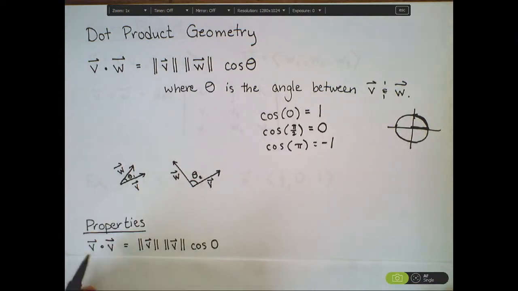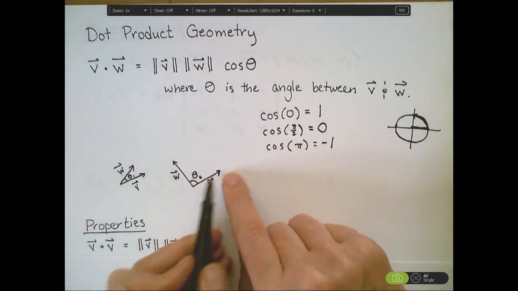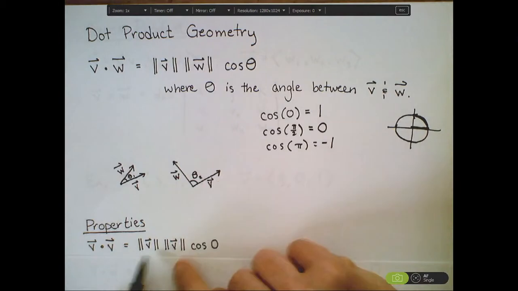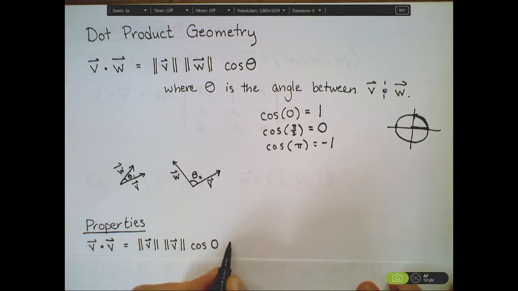This means that, let's say I take a vector and dot it with itself. Well, what does that mean? That means that it's going to be v dotted with v. I get the magnitude of v times the magnitude of v times the cosine of the angle between v and itself. Well, that's just an angle of 0. And the cosine of 0 is 1, right? And so that means that v dotted with itself is just going to be the magnitude of v squared.